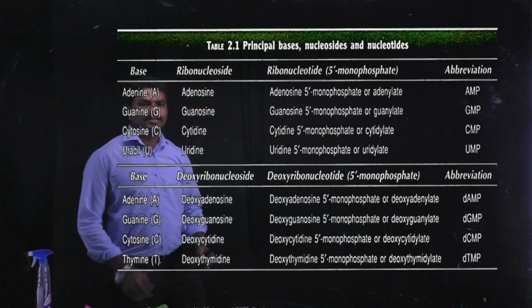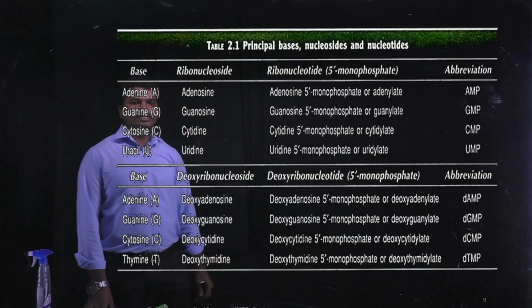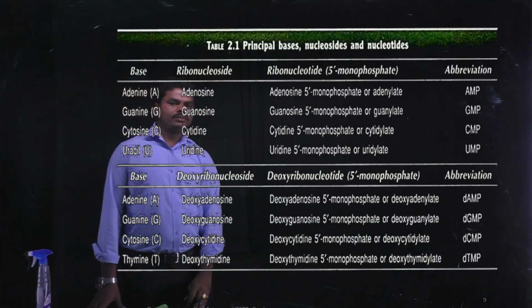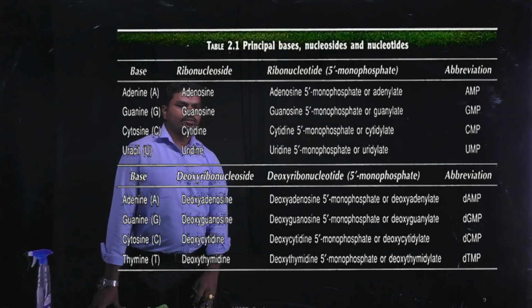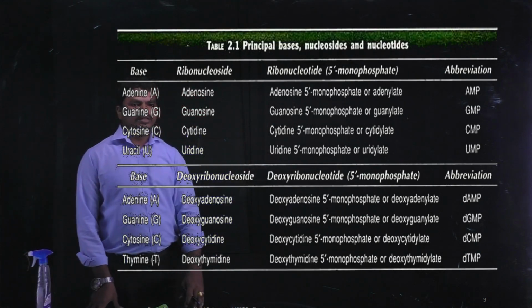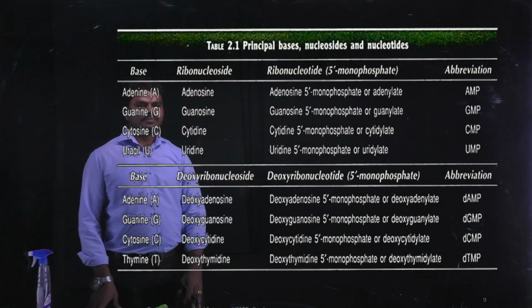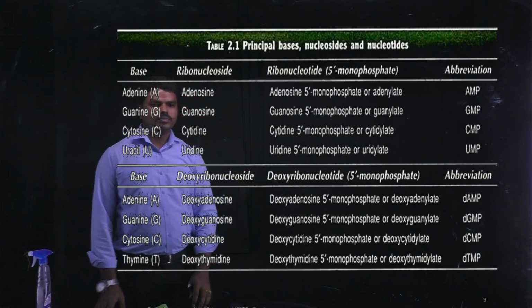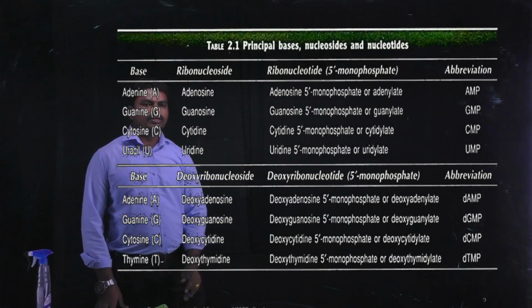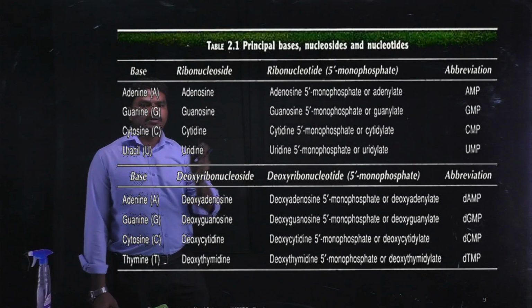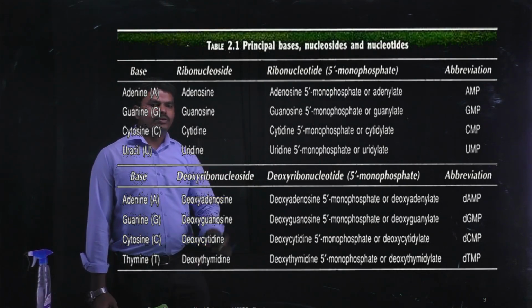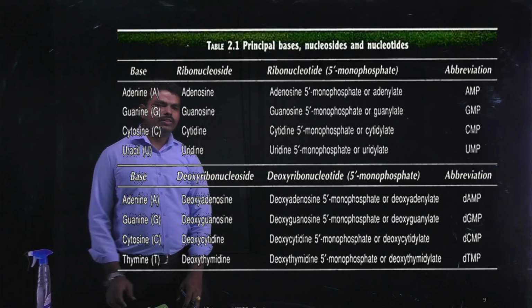So this table indicates the different types of bases and nucleosides present in RNA and DNA. That is nothing but the nucleic acids. Their abbreviations are given here. Sorry, present in the nucleotides. So the corresponding base and nucleoside present in the nucleotides are given in this table.